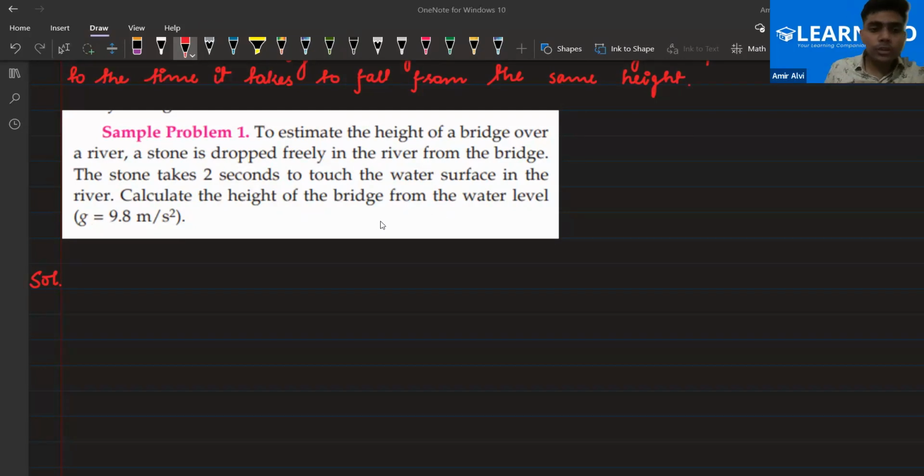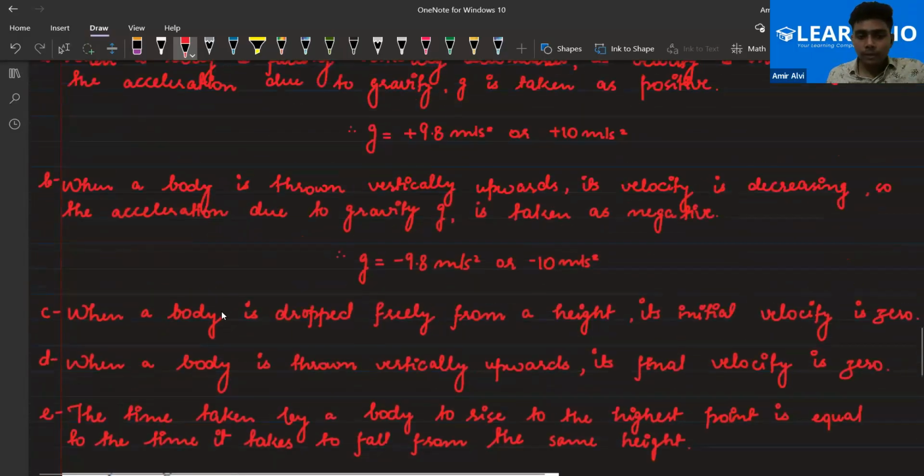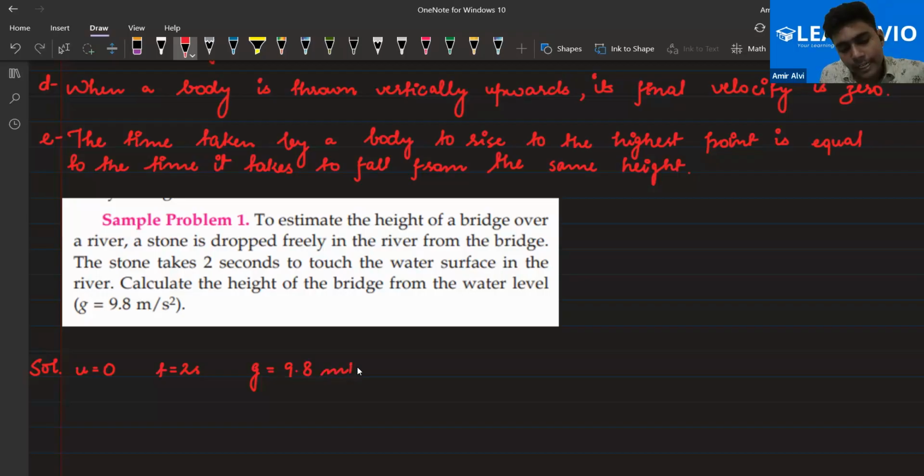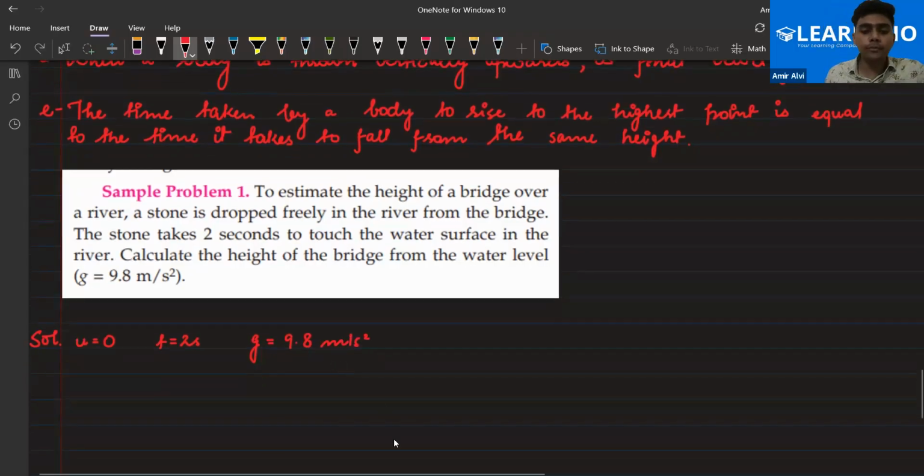Okay. So now let's use the values. Let me know what is the initial velocity in this case. Initial velocity is zero. Very good. Because when the body is dropped freely from a height, its initial velocity is zero, right? So let's write all the things that are given: u is equal to 0, time taken is equal to 2 seconds, and g is equal to 9.8. As the body is dropping downward, the value of g will be taken as positive. Is that clear to all of you? These were some sign conventions that we have considered.